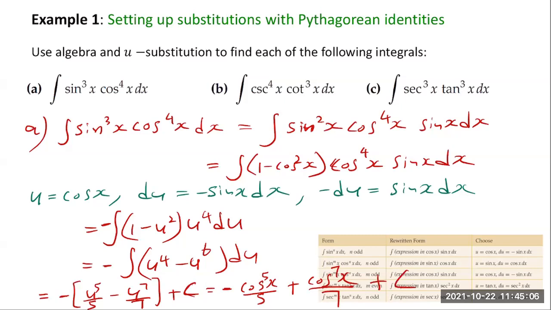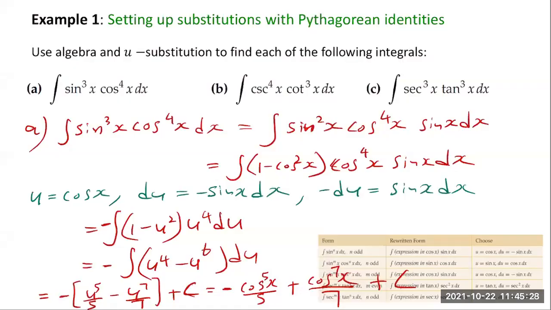Of course, you can verify these answers if you can differentiate this part and show that you get this one, but that will involve some sort of trigonometric calculation. All right, so that completes that part. Let's move on to the next part.